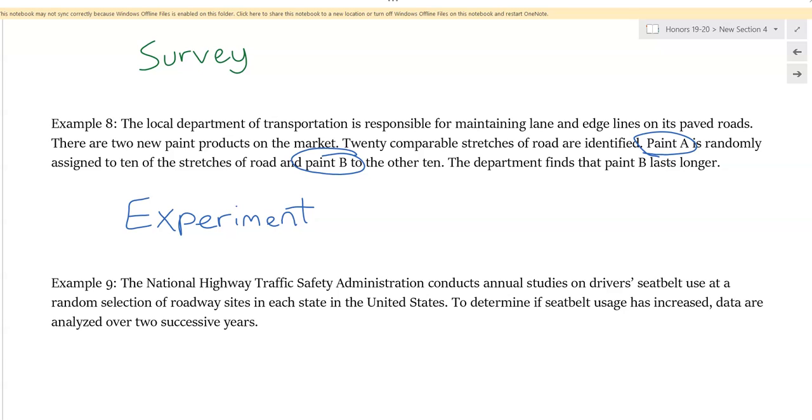Example 9, the National Highway Traffic Safety Administration conducts annual studies on drivers' seatbelt use at a random selection of roadway sites in each state in the United States. To determine if seatbelt usage has increased, data are analyzed over 2 successive years. Okay? Here, I'm literally just seeing, all right, I'm watching data, maybe cameras, I don't know how they tell, and I see that more people are using seatbelts or less people are using seatbelts. I'm just writing down, yes, they wore it, no, they didn't. This is an observational study.